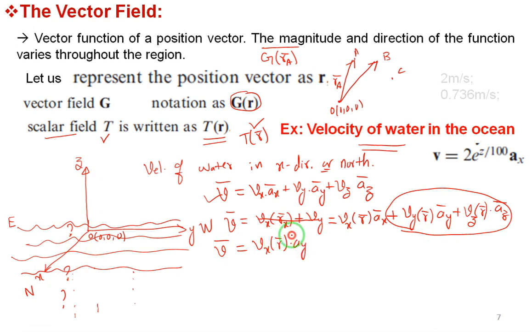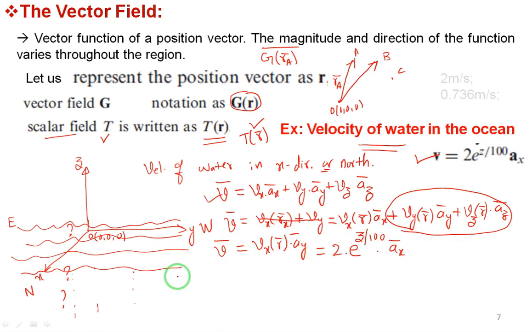into Ax vector. But this is a general vector; to be specific, they have given this as the velocity of the water in the x direction. So here I have written for my reference the velocity they have given: 2 into e to the power of z by 100 into Ax vector. This is one example, it can be anything. You can observe there is only the x component, Ax; Ay and Az are absent, means the water is flowing in the x direction or north direction.